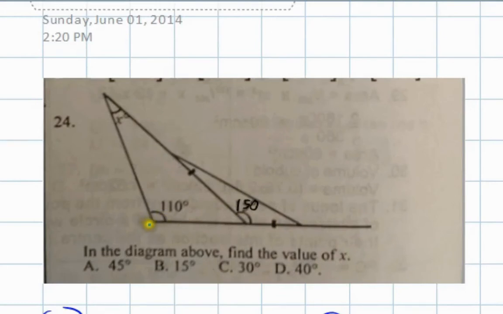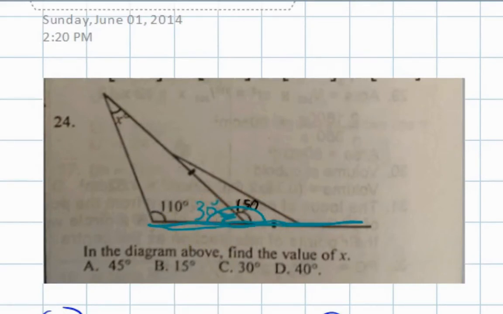So first, and hopefully you can see the line that I'm drawing, this straight line, well, first off, it's a straight line. Straight lines have a measure of 180 degrees. So this full angle right here is 180. If I subtract 150, I'll have this inner angle. So 180 minus 150 is 30. Okay, so now I know that this inner angle is 30.